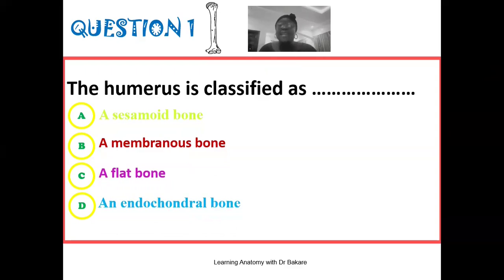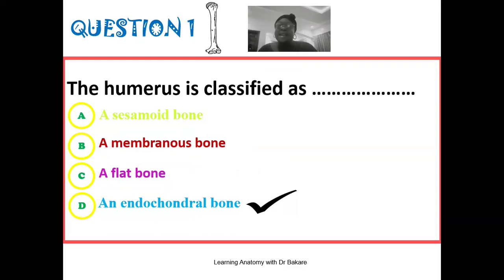The correct answer here as it relates to the classification of the humerus is that the humerus is an endochondral bone. The humerus undergoes endochondral ossification, and this is the type of ossification that is exhibited by most long bones. Hence, this is the correct answer.